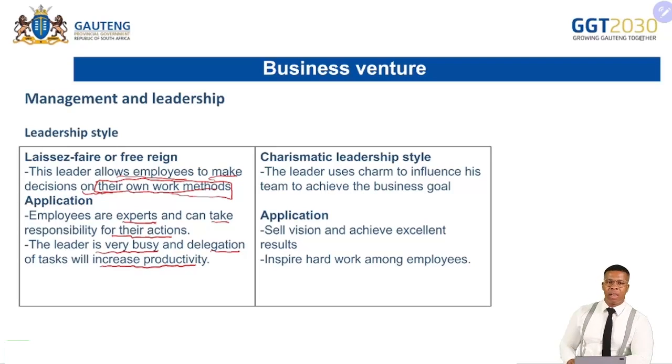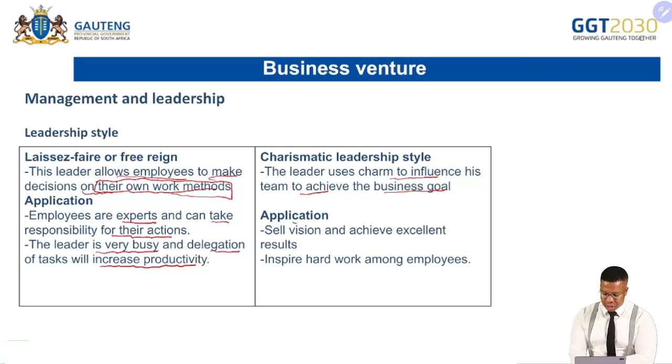Another leadership style we have is your charismatic leadership style. The leader here uses charm to influence the team to achieve the best business goals or the vision of the business. With the charm, what do we mean? We mean the leader will be skillful enough to influence the followers or employees to try to achieve the goal of the business. Meaning the leader will lead by example in this situation. The leader would come early. The leader would start whatever task before the followers do so that they get to be charmed. That's the charm we are talking about here, the skillful use of charm by the leader.